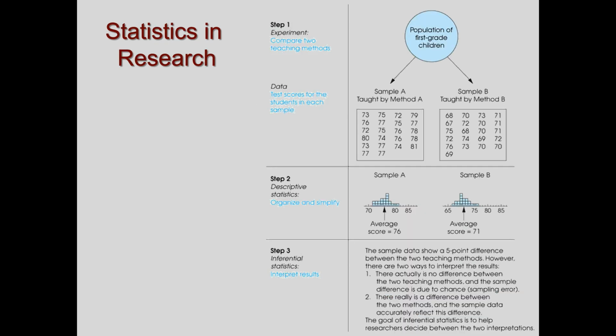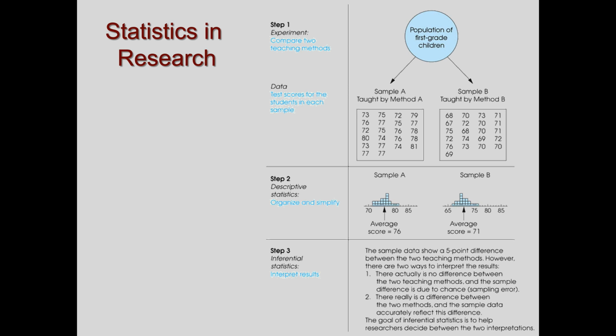Okay? Now, statistics and research. Generally speaking, this is how we go about doing things. Let's compare 2 teaching models. The population is all the kids in the school's first grade. Sample A is taught by method A. Sample B is taught by method B. And those are obviously the test scores for the students in each sample.